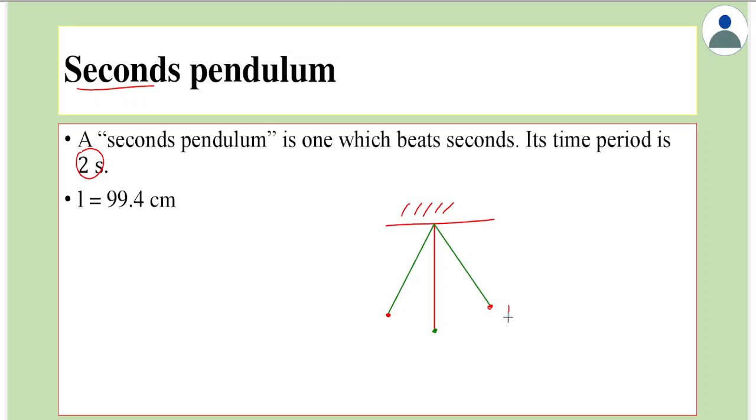We call this point B, this is point C, this is point D. So time taken to go from one extreme end, for example from point B, it starts from point B, crosses point C, goes to point D, and again comes back to point B. So time taken for this would be 2 seconds, or time taken to go from one extreme end to the other extreme end, so from B to D, or from D to B, would be 1 second. That's called a seconds pendulum.